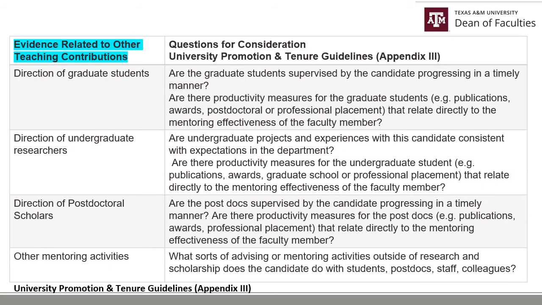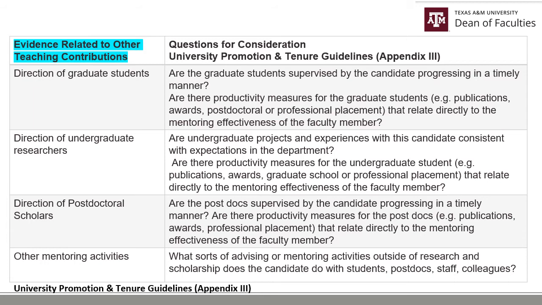Not all teaching is in the classroom or within a course. For faculty who have responsibilities mentoring graduate students, undergraduate researchers, postdocs, and peers, please provide an evaluation of those activities. Direction of graduate students. Are the graduate students supervised by the candidate progressing in a timely manner?